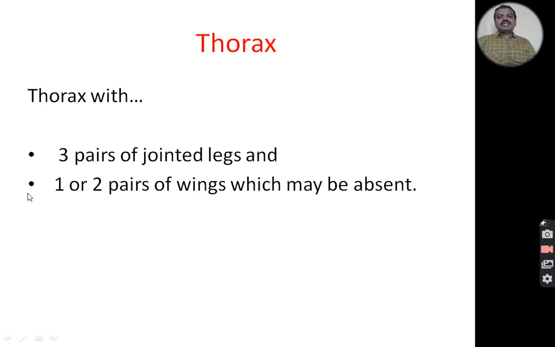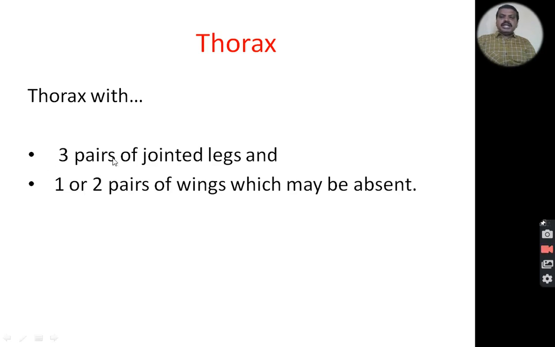Thorax, I told you, is divided into 3 segments, that is prothorax, mesothorax and metathorax. Dorsal to the thoracic segment, you can see 1 or 2 pairs of wings attached, and sometimes in some insects the wings may be absent. In some insects only a single pair of wings is present. In some insects 2 pairs of wings are attached on the dorsal side of the thoracic region, and in some species the wings are completely absent, and these insects cannot fly.